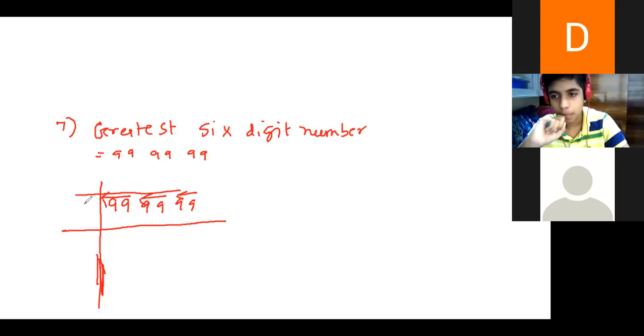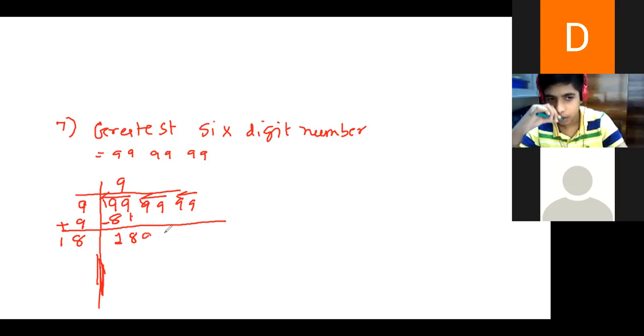So if I start with 9, 9 square is 81. This 9 we write at the quotient place. 9 into 9 is 81. Here we subtract, so we get 18. 9 minus 1 is 8, 9 minus 8 is 1. Then 99 carry forward here. The full couple we have to take down.